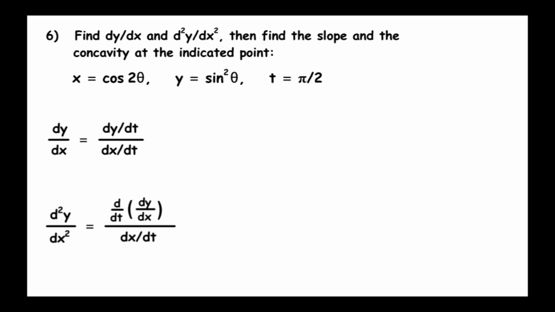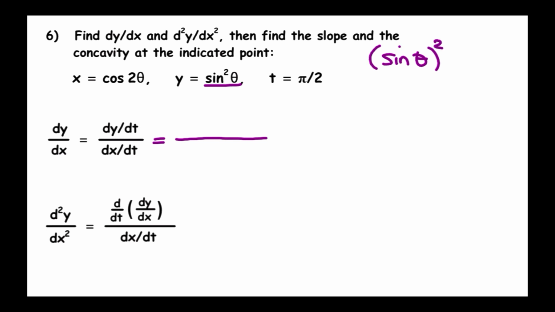Okay, here in number 6, we're looking for the same thing. We want first and second derivatives, we want slope, we want concavity. So we'll start out with the first derivative. I'll keep the purple color rolling. dy/dt. Sine squared of theta is really sine of theta squared. I like to write it that way a little bit better. I can see what I'm doing.